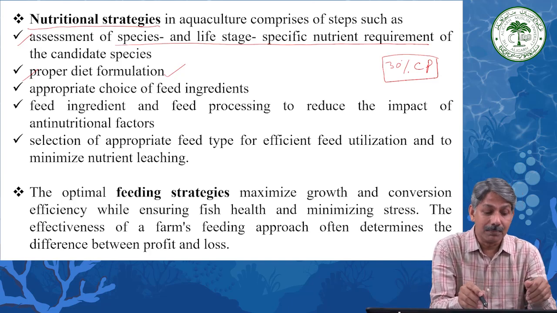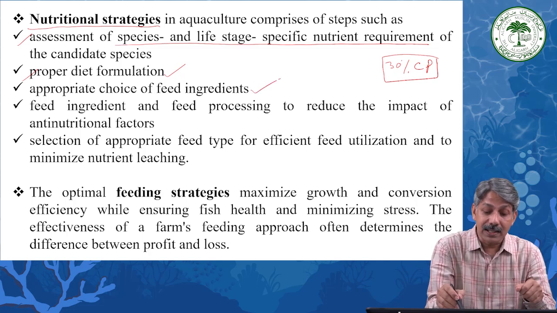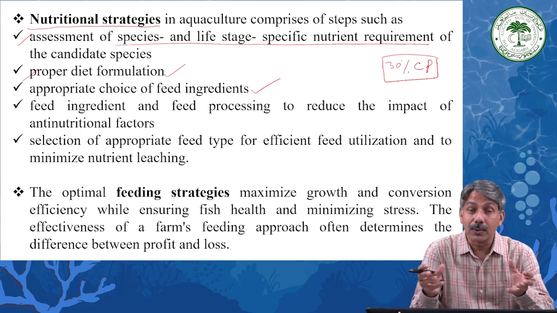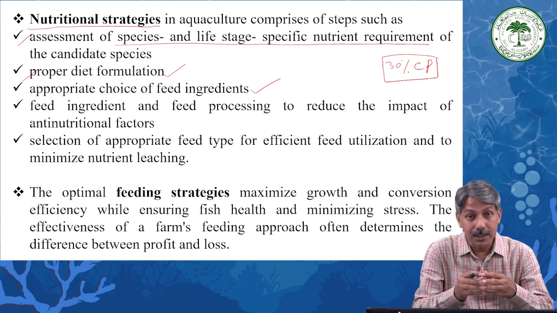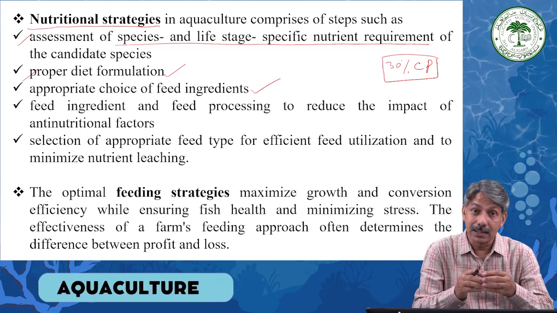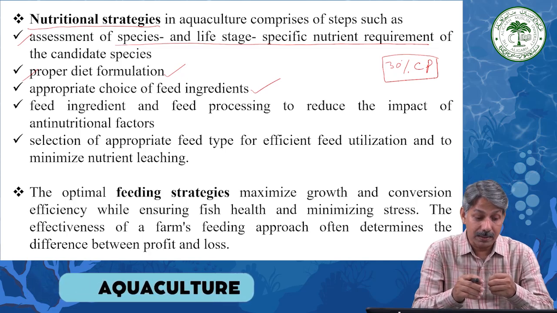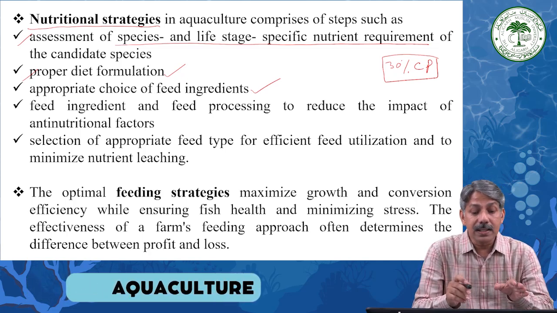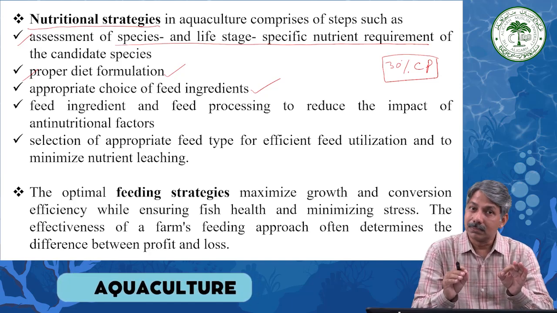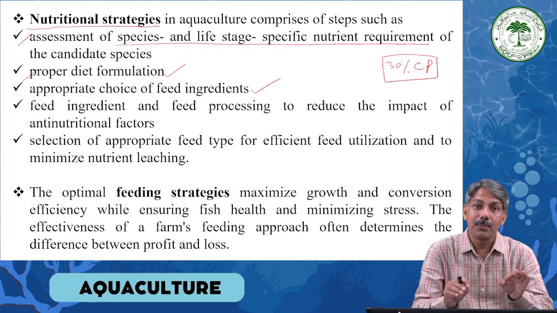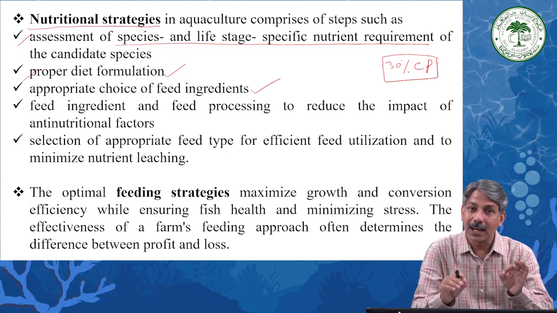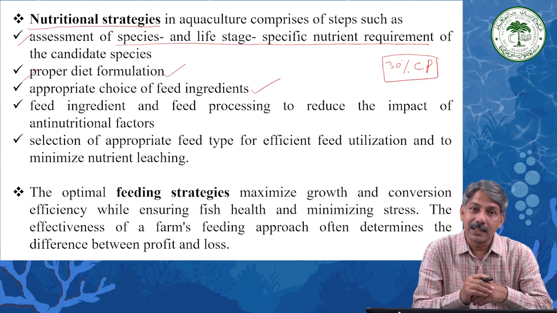It should not be random. The appropriate choice of feed ingredients. As I told you, feed ingredients play a very important role in improving the quality of the feed prepared, and that will of course determine the economic viability of your culture practice. So feed ingredients should be chosen on the basis of, I told you, that they should be locally available. They should have nutrient profile which may help you in formulating the diet for the fish.